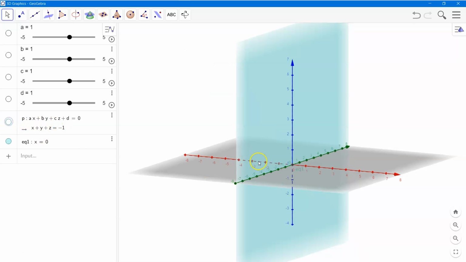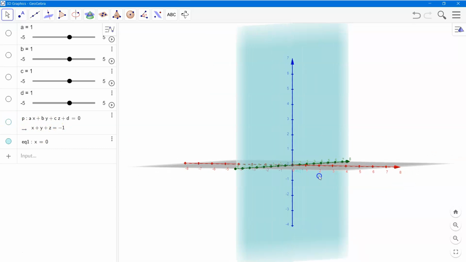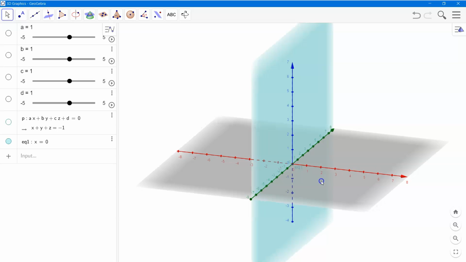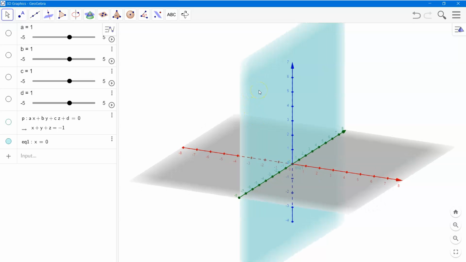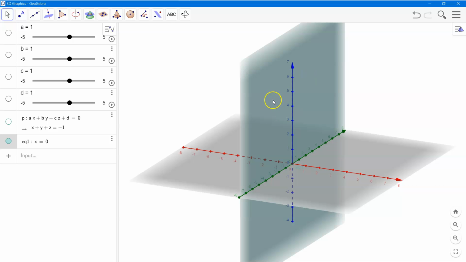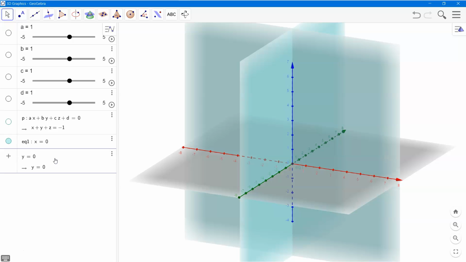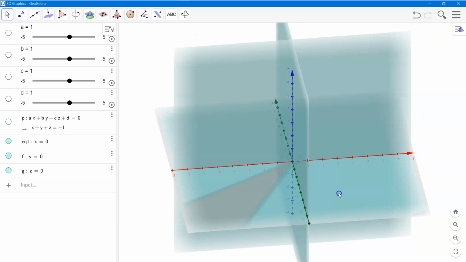So let me make this disappear. So this is the YZ plane. You take any point on this plane, x will be 0. Only y and z will have values. Which means similarly y equal to 0 would also be a plane, and this would be called the XZ plane. Naturally, z equal to 0 will give you another plane, that is the XY plane.